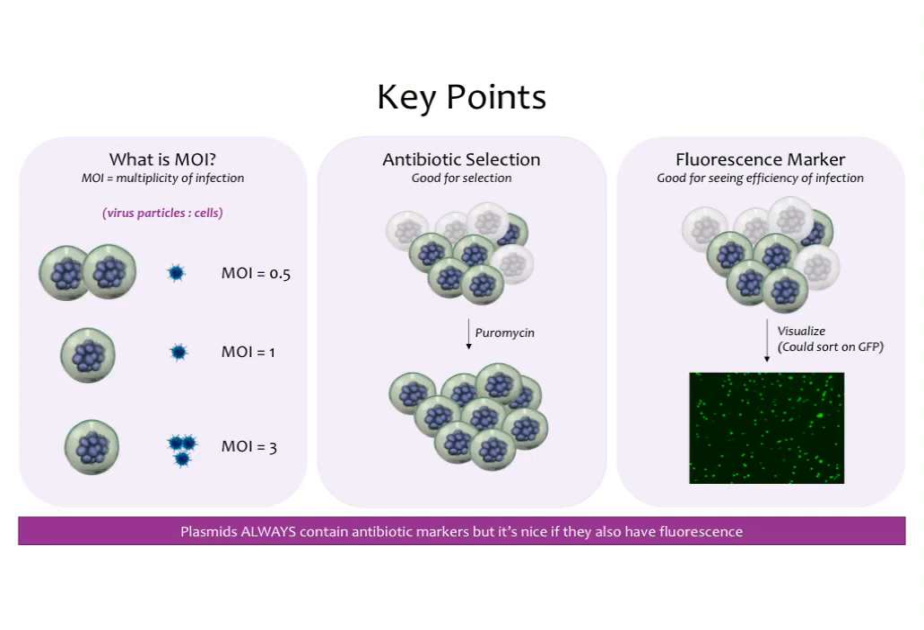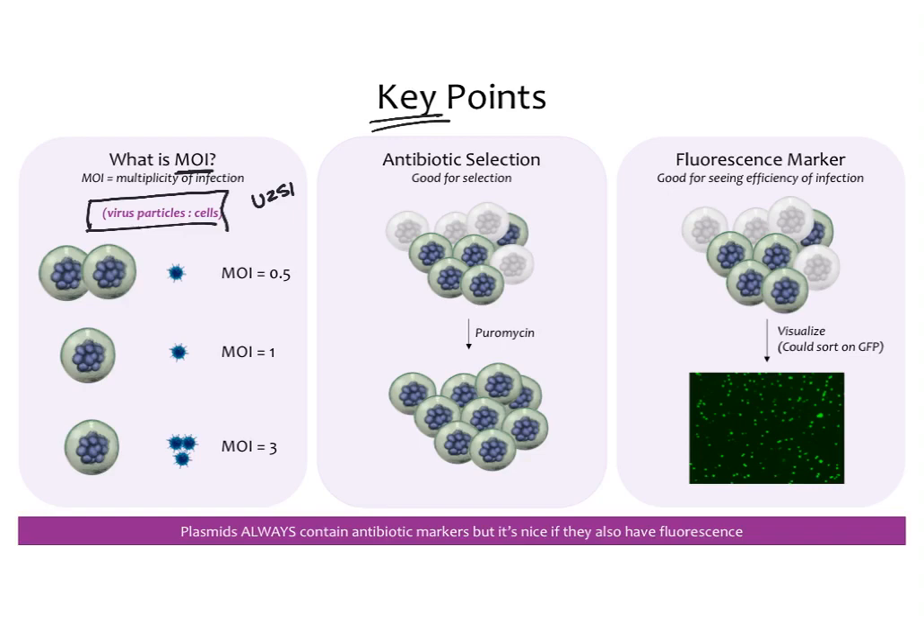Okay, so now that we've talked a little about our transfection and transduction, I just want to highlight a few key points that are important to think about. So one is understanding MOI. MOI stands for multiplicity of infection, and it's basically a ratio of how many virus particles you're adding in as compared to cells. So in our example, if I'm transducing U251 cells, I need to add in enough virus particles to actually effectively transduce the cells. And the way we define that is an MOI.